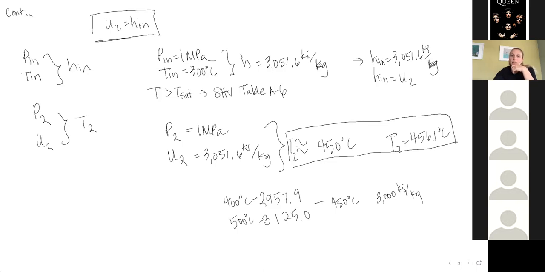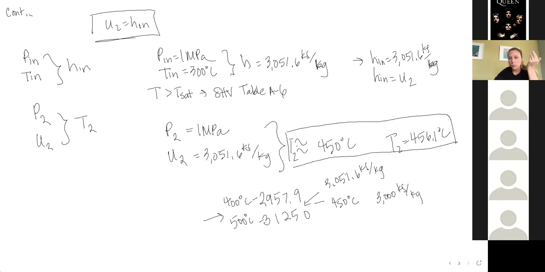So Noah, for this problem, you're supposed to interpolate, right? We have 400 degrees at 2,900 and 500 degrees at 3,100. And so you have to interpolate to figure out where in between here you get 3,051.6 kilojoules per kilogram. But I haven't asked you to interpolate on an exam, and I'm not going to. So I would probably give you a value that's exactly lined up. But for this problem, you're supposed to interpolate.